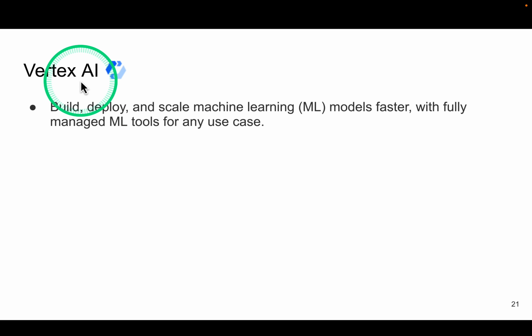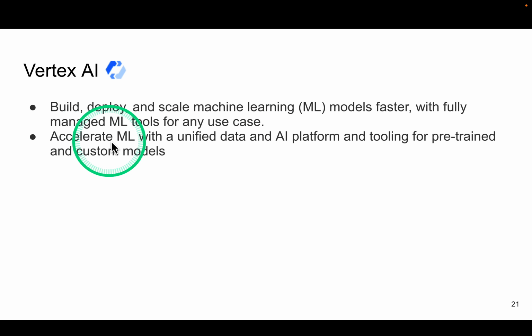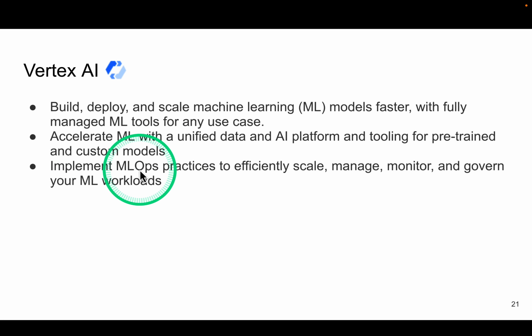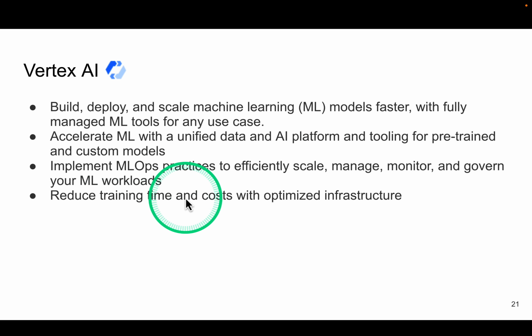Okay, next is Vertex AI. This is one of the important AI API or machine learning services. Build, deploy and scale machine learning ML models faster with fully managed ML tools for any use case. Accelerate ML with a unified data and AI platform and tooling for pre-trained and custom models. Implement MLOps practices to efficiently scale, manage, monitor and govern your ML workloads. Reduce training time and cost with optimized infrastructure.